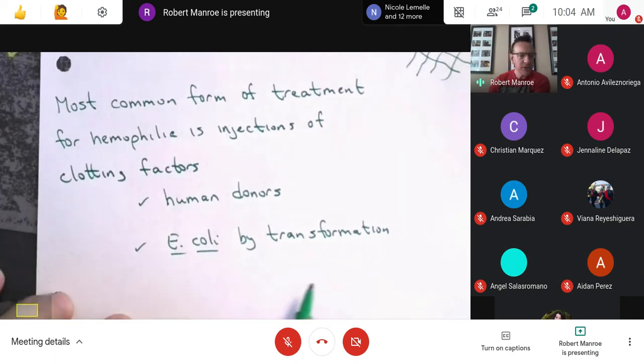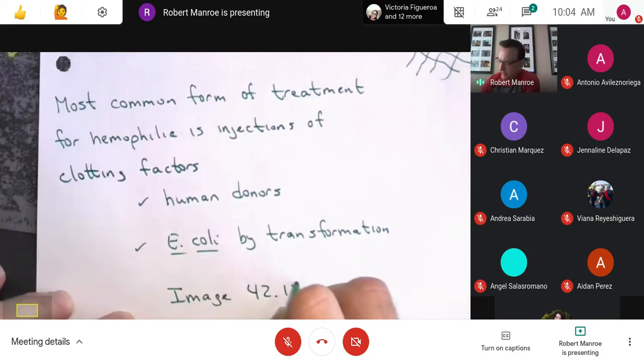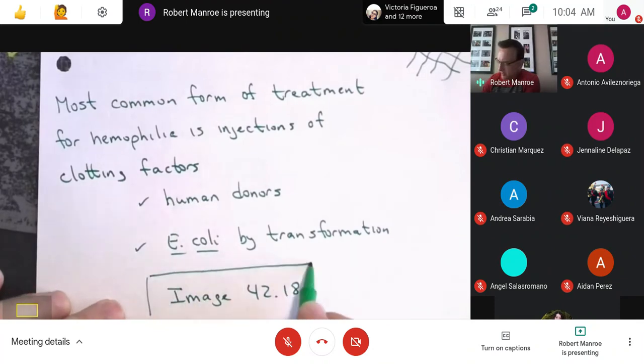And then we need to do the image. It's from chapter 42. Where is it? 42:18. We need to do image 42:18. And then we are done for the day.